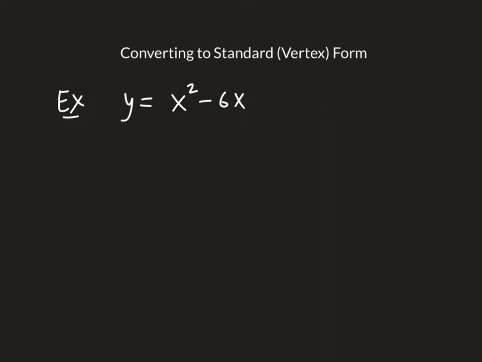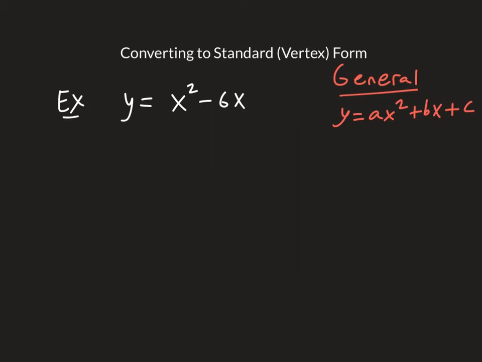Okay, so this one is in what's called general form, which is just y equals ax squared plus bx plus c. And that's the form you might remember. That's what you need it in if you're going to solve using the quadratic formula or even factoring, if you're trying to find zeros, or x-intercepts.